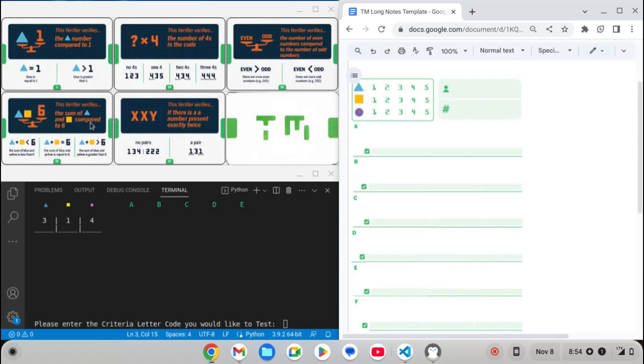Criteria card D will take a look at our first 2 digits, triangle and square, add them up, and compare the sum to the number 6. So should the sum be less than 6? Should it be equal to 6? Or should the sum be greater than 6?